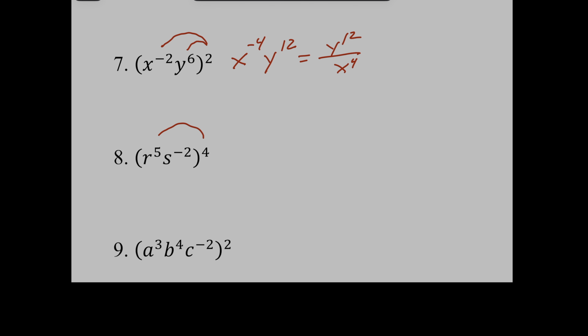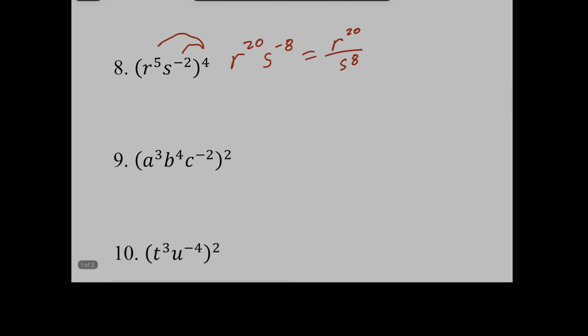Let's go to 8. I want to exponent the first and the second. So that becomes r to the 20th, s to the negative 8. But I can't have a negative, so the r is going to go on top, and the 8 is going to go on bottom. Okay?